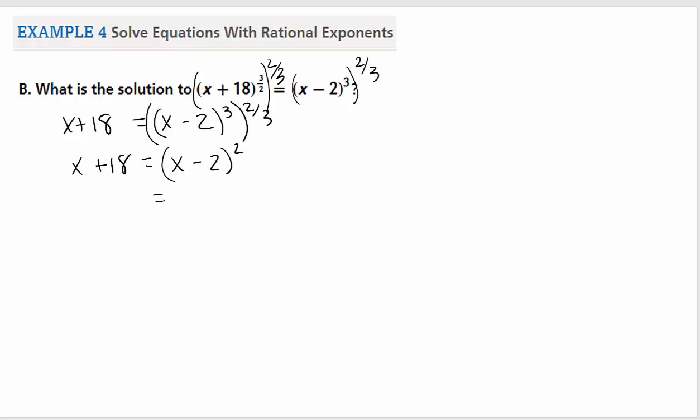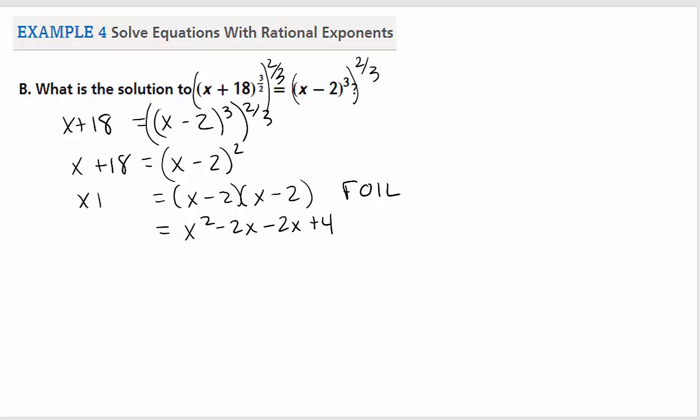On the right-hand side, we will expand this so then we can simplify. So we end up foiling. So we get x squared minus 2x minus 2x plus 4, and we still have x plus 18 on the left-hand side.